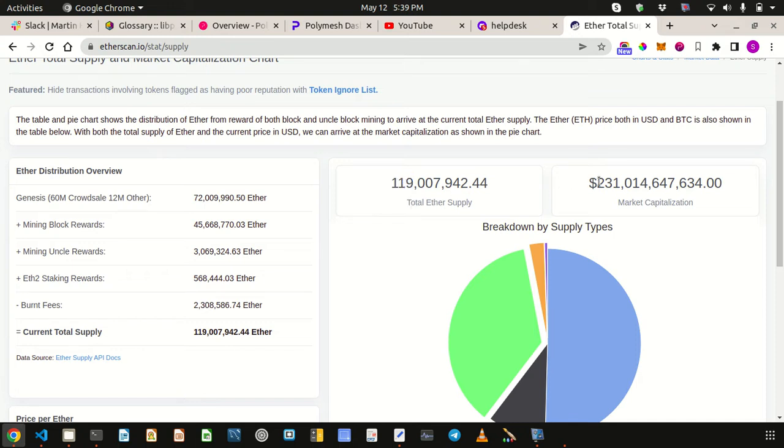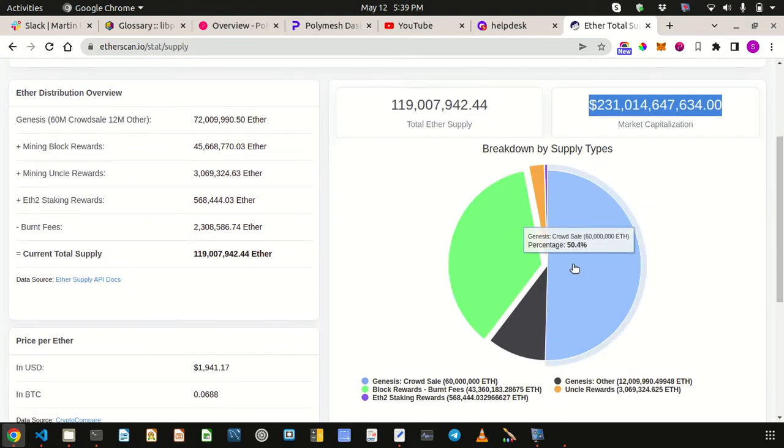The market cap is around $231 billion. I guess if you multiply this number with the current Ether price, you will get this number. And then there's a graph showing the distribution of the Ethers in the network. For example, around 60 million were created as part of the crowd sale, 12 million as part of some other purposes, and the green is showing the Ethers that have been distributed to the miners.